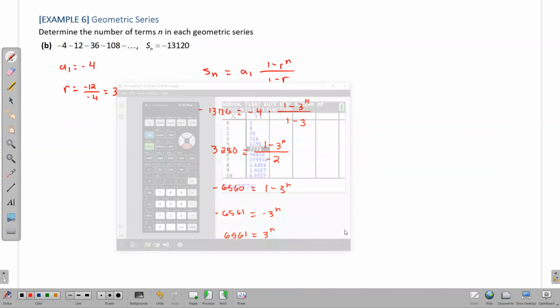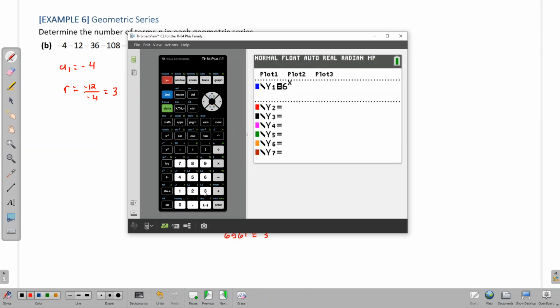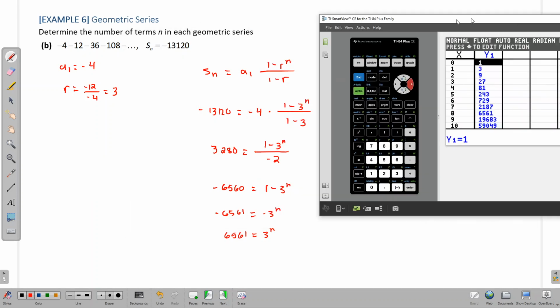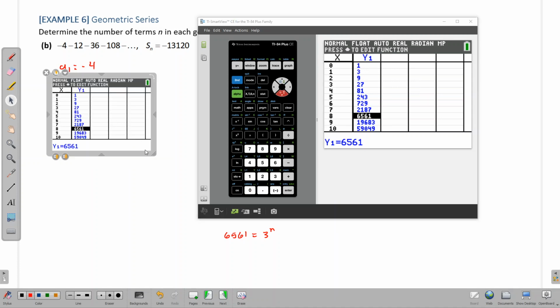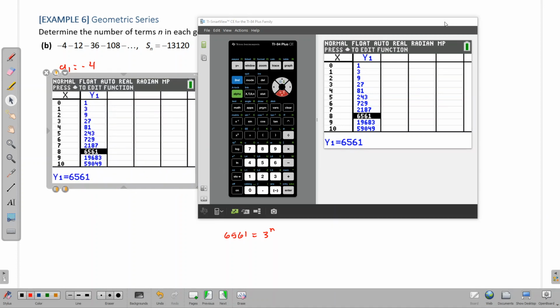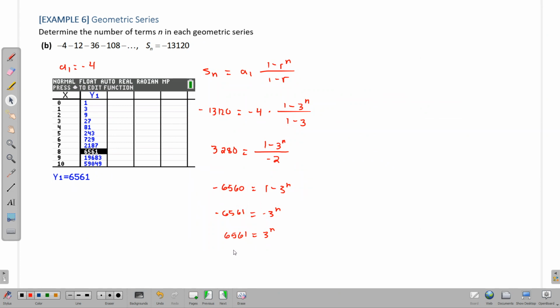So again, let's review that one more time. Go back to y equals. This time it's going to be 3 raised to the x. Second table, and we're looking for 6,561, and we can see that's down when x was 8. So that means in this game we're using n here, so n has to be 8. There were actually 8 total terms. We stopped at the 8th term to get the sum to be equal to negative 13,120.